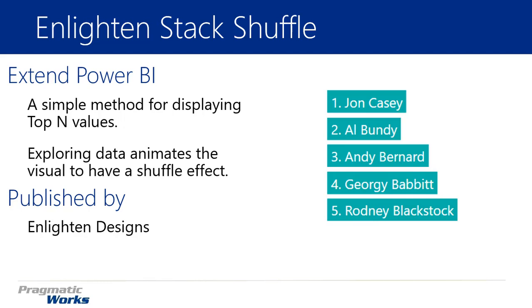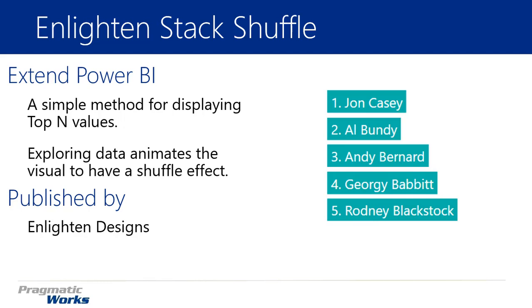So the Enlighten Stack Shuffle is a simple method for displaying a top n set of values. So say for example I want to show the top 5, the top 10, the bottom 5, the bottom 10, the bottom 7, whatever it is. I can tell it a number of values that I want to show, and then it will rank it based on a metric that I pass into it.